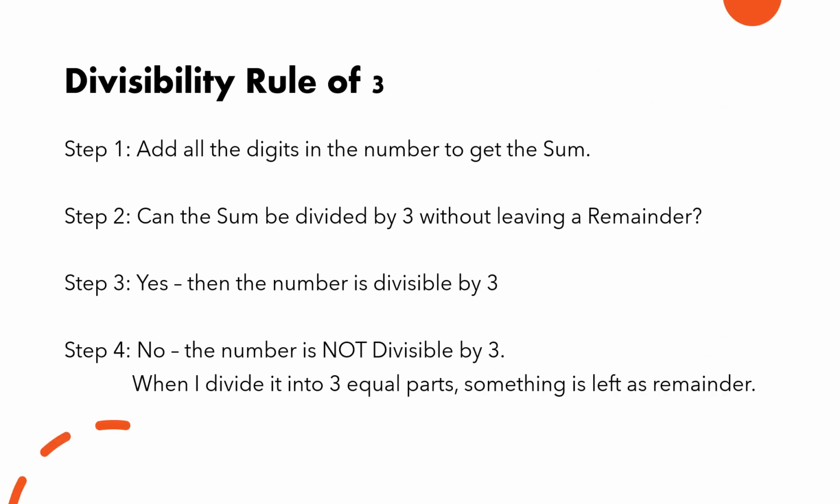So what are the steps to find out if a number is divisible by 3? First, we add all the digits in the number to get the sum. Next, we find out if the sum can be divided by 3 without leaving a remainder. If the sum can be divided by 3 without a remainder, then the number itself can be divided by 3 without leaving a remainder. So the number is divisible by 3. But if the sum cannot be divided by 3, then the number also cannot be divided by 3.